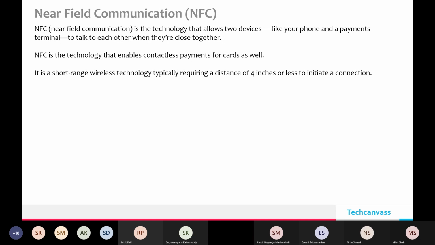It is a short-range wireless technology, typically requiring a distance of 4 inches, like 15 to 20 centimeters is the coverage of near field communication. Even if you want to increase it in the settings, you will not have much flexibility. Maximum is 20 centimeters. So till 20 centimeters range, through near field communication technology, the POS machine or the NFC enabled receptor can receive the signals, take the card details and do the transaction.